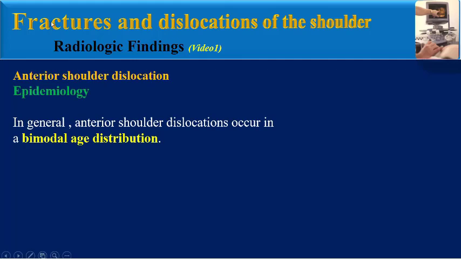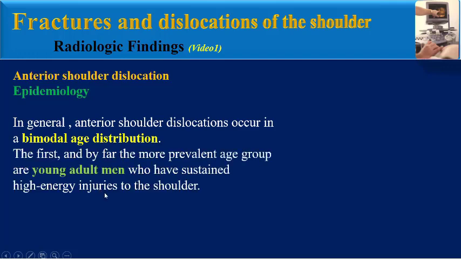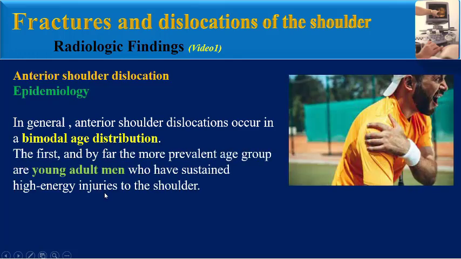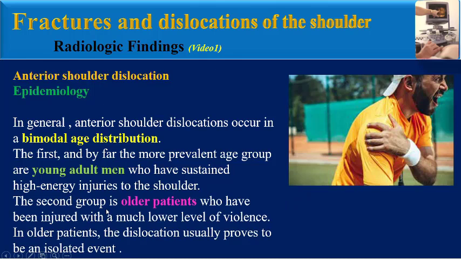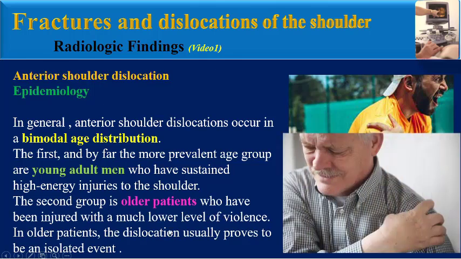In general, anterior shoulder dislocations occur in a bimodal age distribution. The first and by far the more prevalent age group are young adult men who have sustained high energy injuries to the shoulder. The second group is older patients who have been injured with a much lower level of violence. In older patients, the dislocation usually proves to be an isolated event.